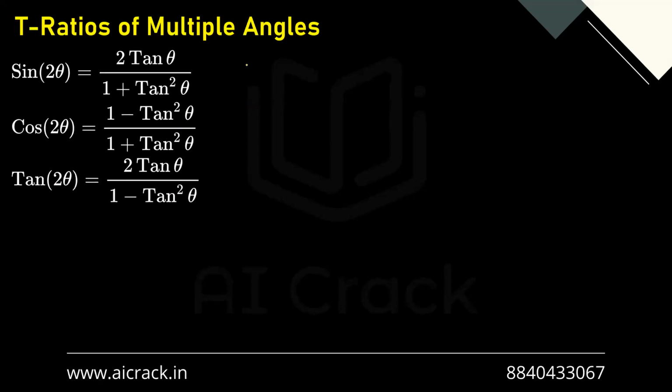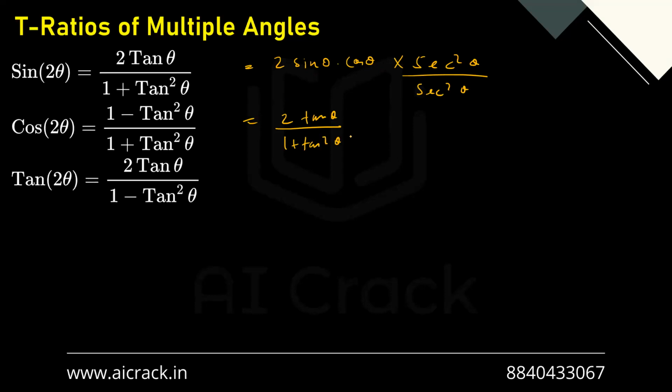So we have sine 2 theta as 2 sine theta dot cos theta. What we'll do is multiply by sec square theta and divide by sec square theta. So one sec theta would be clubbed with cos theta, and that becomes 1 because cos theta multiplied by sec theta is 1. And the remaining sec theta would be clubbed with sine theta, which becomes 2 tan theta. Now we know that sec square theta is 1 plus tan square theta. So you can write sine 2 theta as 2 tan theta upon 1 plus tan square theta, right?